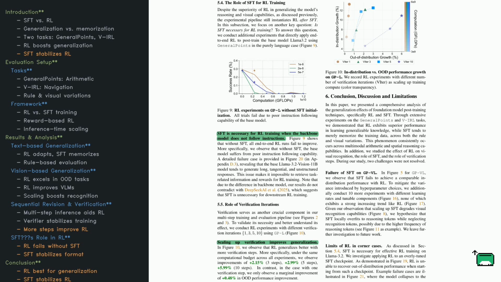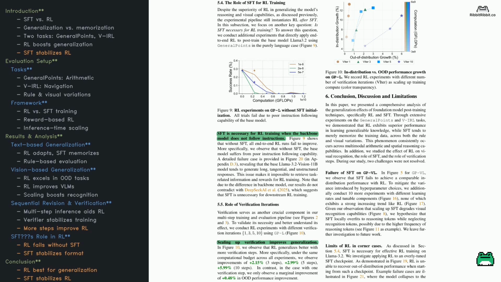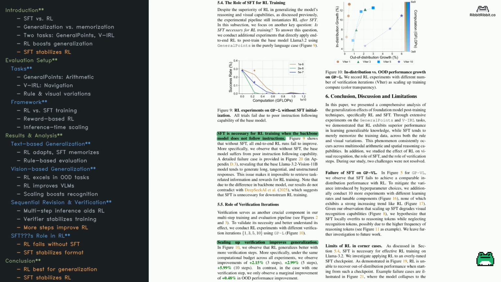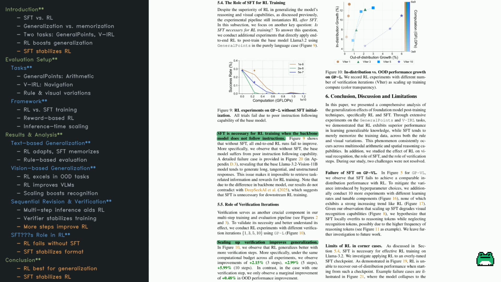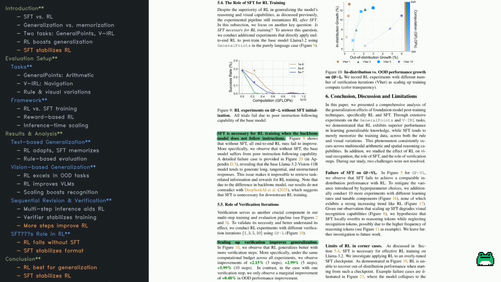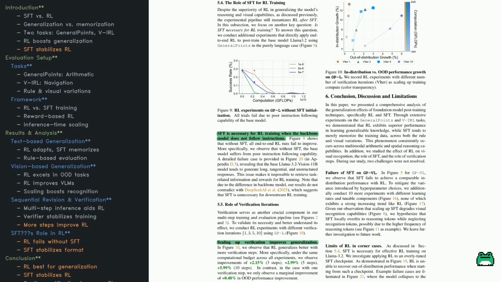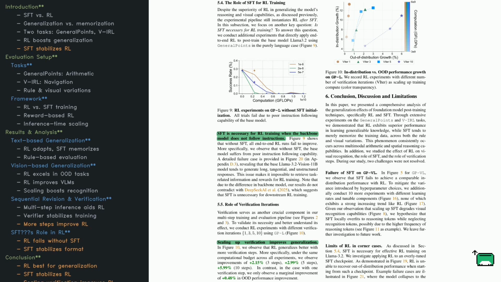All of this might leave you wondering, do we even need SFT if RL outperforms it so handily? Interestingly, the answer is yes, at least when your base model isn't great at following instructions from the get-go. Check out Figure 9. It shows multiple RL training runs, all of which fail completely when applied directly to a base model without prior SFT. The problem? The base model just doesn't follow instructions well enough. Without SFT to stabilize its outputs, RL has nothing meaningful to refine.